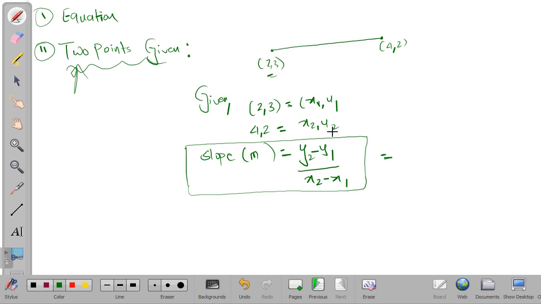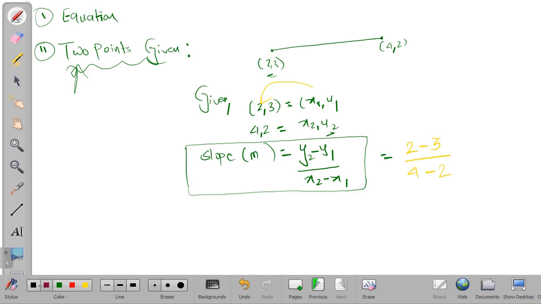Now let us see, in terms of y2, what is given to us. We have 2, right? Just see the corresponding values. For 2 we have y2, for 4 we have x2. So for y2 I will just put 2, and minus y1, what is there? 3. So I will write 3 by, and x2 means 4, and the corresponding value for x1 is 2. So I will just put 2.